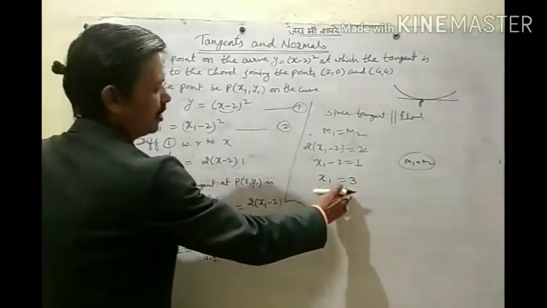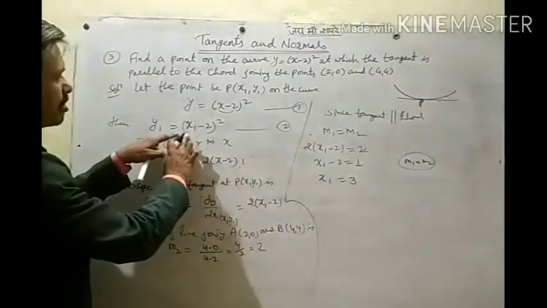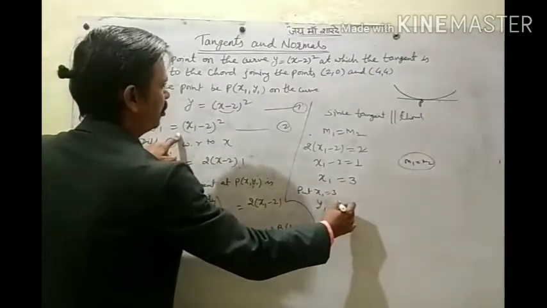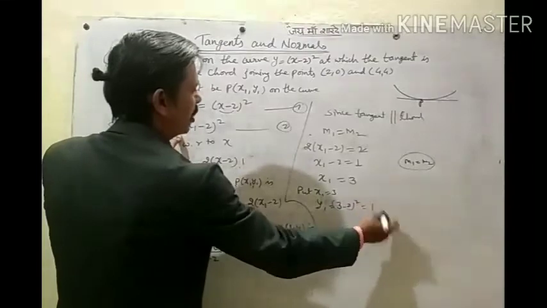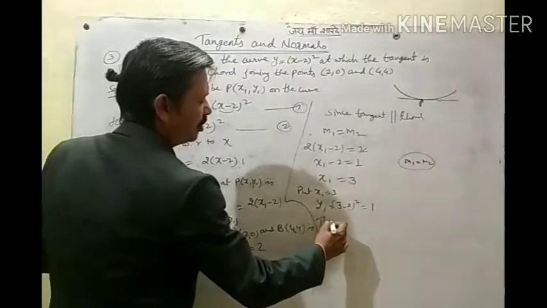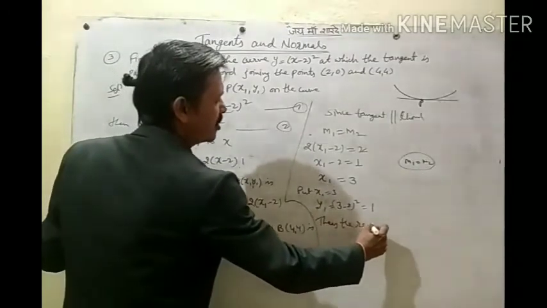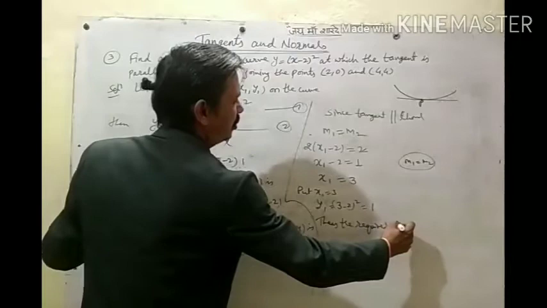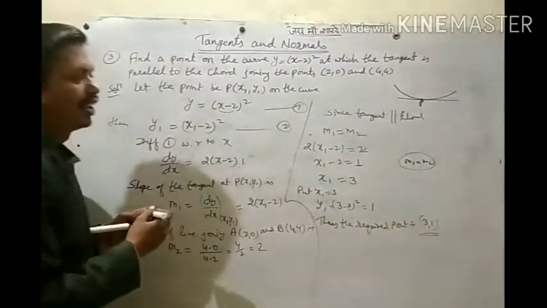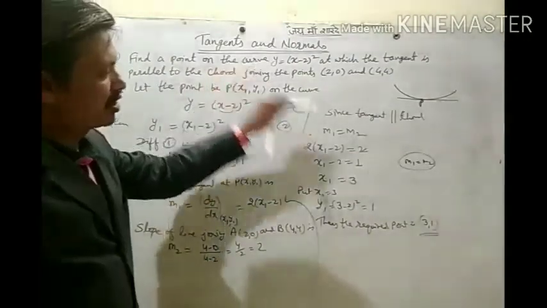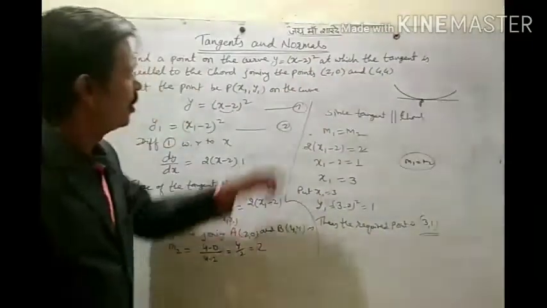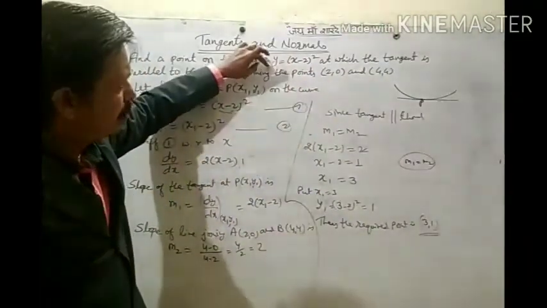So x1 is 3. Now this x1 we put in the second equation. Then we get y1 equal to (3 minus 2) square, that is 1. So x1 is 3, y1 is 1. Means our required point is (3, 1). So if we draw tangent at point (3, 1) to this curve, then it will be parallel to this chord.